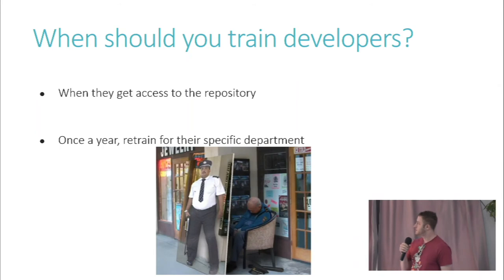All right, so training developers is the main thing. I usually recommend training when they get access to the repository, because they're usually the most excited then, they're ready to do their first commit or pull request, and they're pretty open to that training. And then once a year you retrain for their specific department or whatever cadence you want. You want to make sure that you are not a cardboard security guard. You want to constantly remind them.